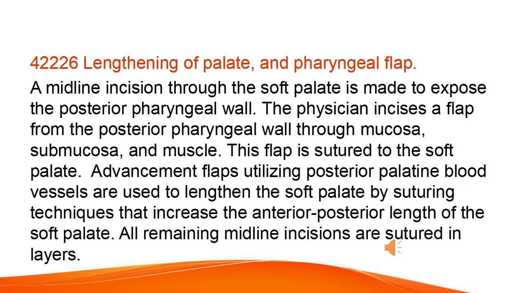Lengthening of palate, and pharyngeal flap. A midline incision through the soft palate is made to expose the posterior pharyngeal wall. The physician incises a flap from the posterior pharyngeal wall through mucosa, submucosa, and muscle. This flap is sutured to the soft palate. Advancement flaps utilizing posterior palatine blood vessels are used to lengthen the soft palate by suturing techniques that increase the anterior-posterior length of the soft palate. All remaining midline incisions are sutured in layers.